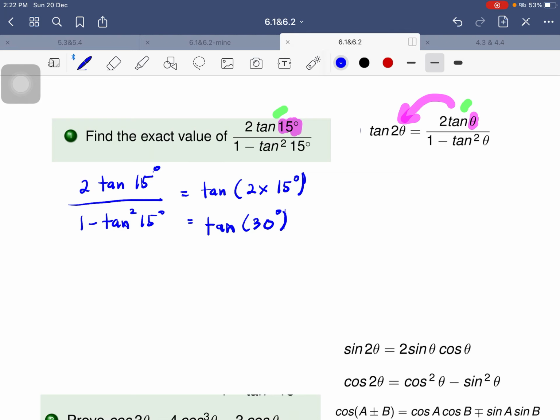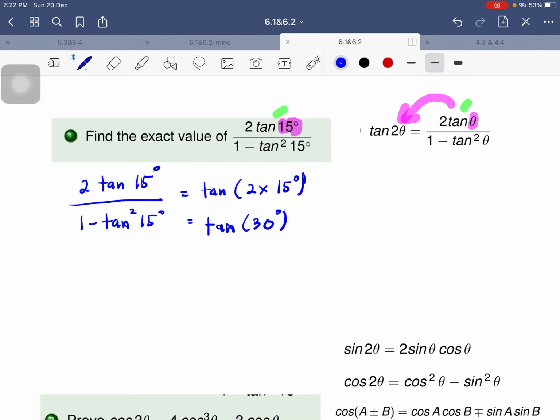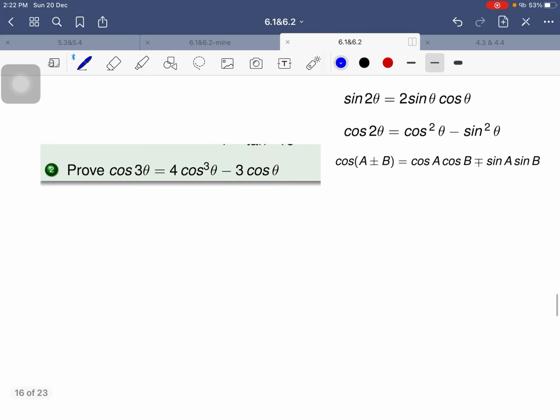So I'm going to end up with tangent of 30 degrees. Of course, because 30 degrees is a special angle, we can get the exact value. Tangent of 30 degrees is given by square root 3 over 3. So that is going to be the exact value of 2 tangent 15 degrees over 1 minus tangent squared 15 degrees.